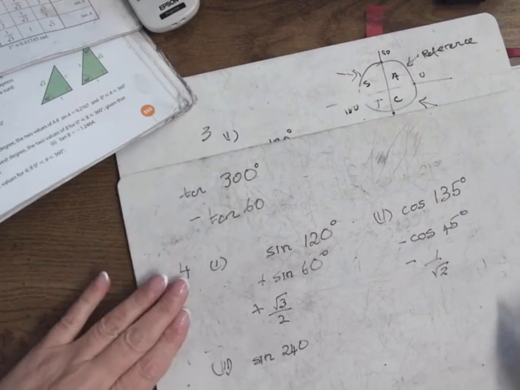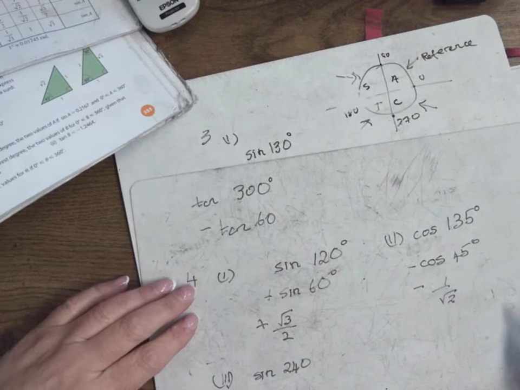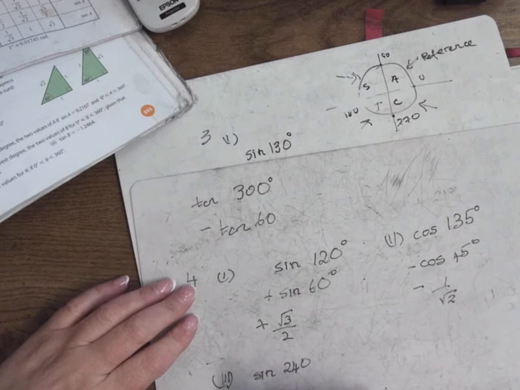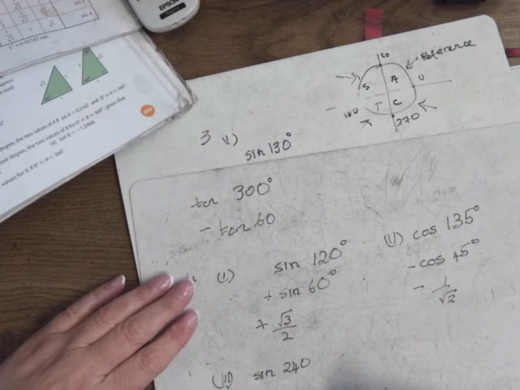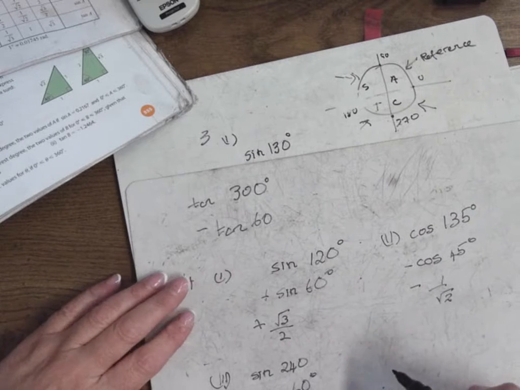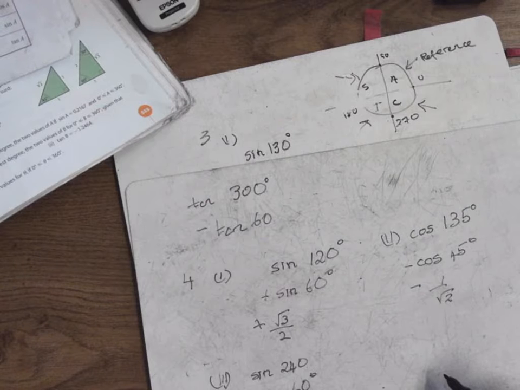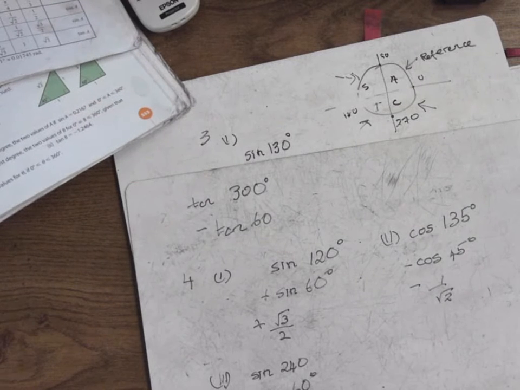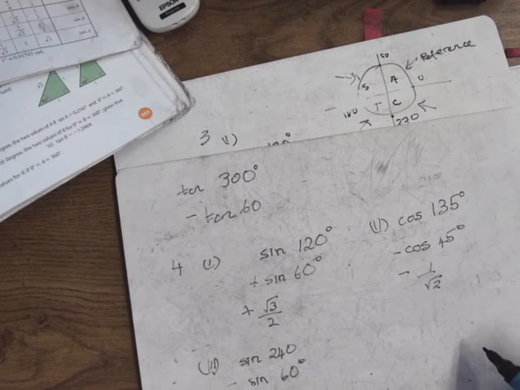Right, sine of 240. So 240 is in here, isn't it? Is sine positive or negative? Negative. What's the reference angle? Sine of? What's the reference angle? 60? Because 240 take away 180 is 60. So on the calculator you get the sine of 60. So the sine of 60 is root 3 over 2, and you stick a minus in front of it. Is that alright? We good with this?